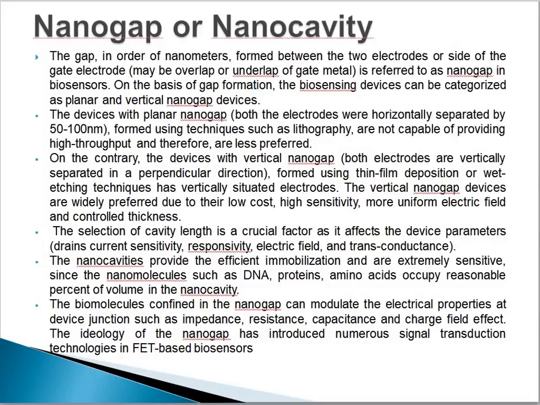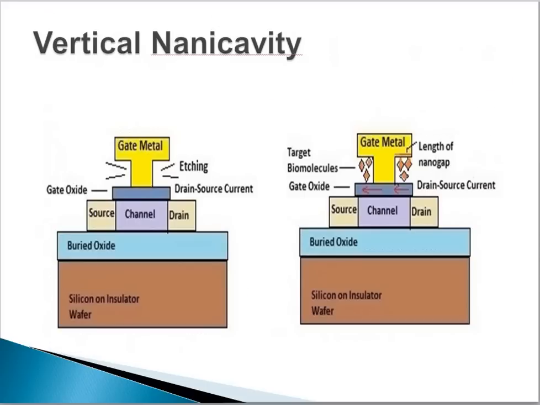On the other side, in the device with a vertical nanogap, both electrodes are vertically separated in a perpendicular direction, formed using thin film deposition or a wet etching process, and has vertically situated electrodes. The vertical nanogap devices are widely preferred due to their low cost, high sensitivity, more uniform electric field, and controlled thickness. This is the structure of the vertical nanocavity.